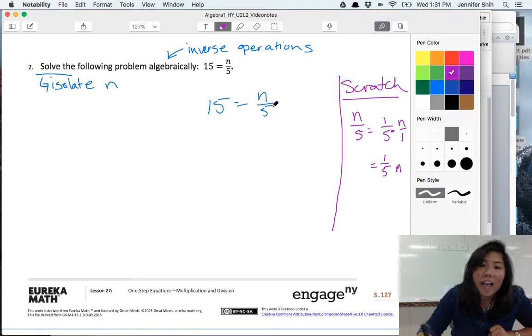So if this is n divided by 5, I need to multiply by 5. I need to multiply by 5 on both sides in order to undo n divided by 5. So let's see. This is n divided by 5. So the inverse, we need to multiply.